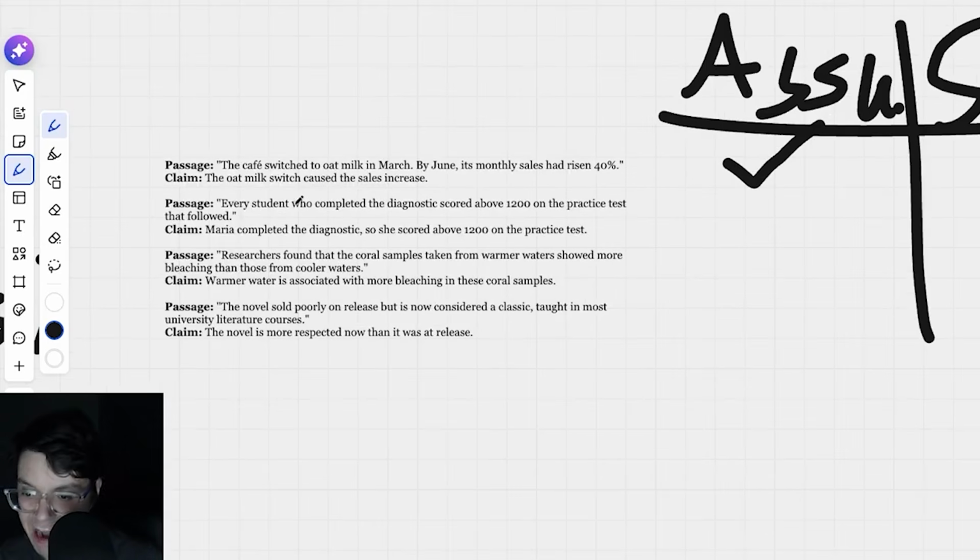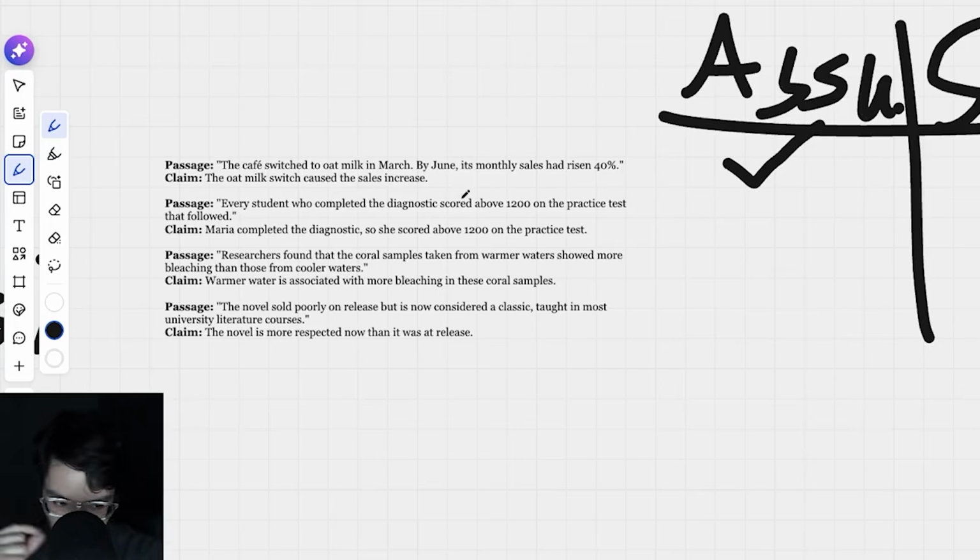Let's go through the rest of these. Every student who completed the diagnostic scored above 1,200 on the practice test that followed. Mariah completed the diagnostic, so she scored above 1,200 on the practice test. Would that be an assumption or would it be supported? Is there another world in which this could be the case without this being true?